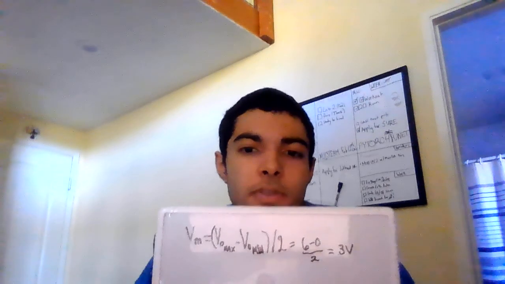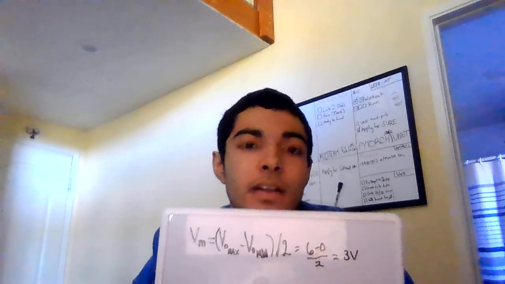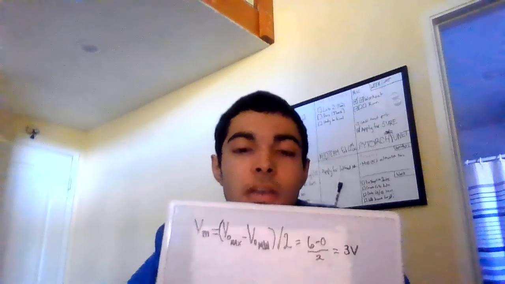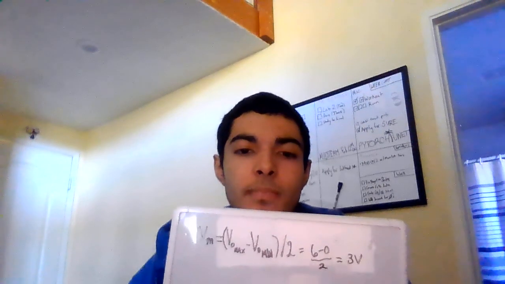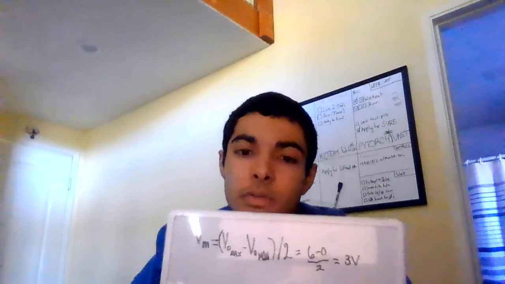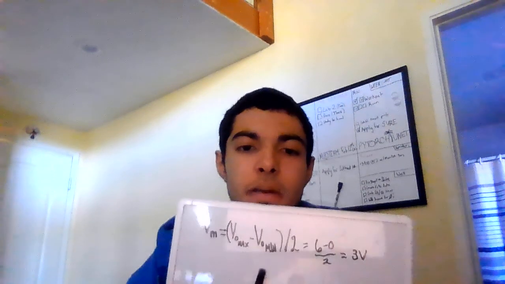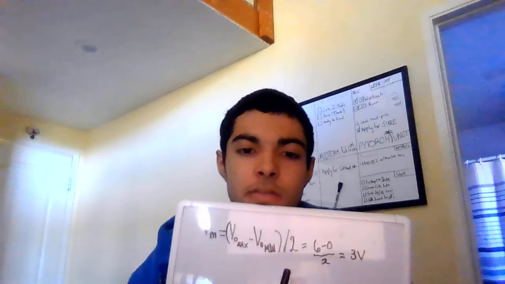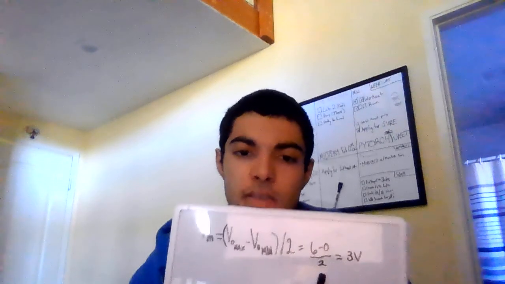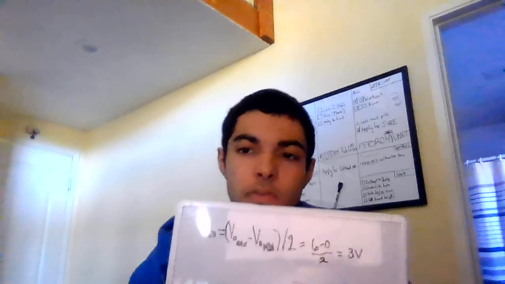And so for 2A, here's the math to find VM, which is generally where V out equals V in. So you just take V out max minus V out min and divide it by 2. And then that's just 6 over 2, and you get 3 volts.